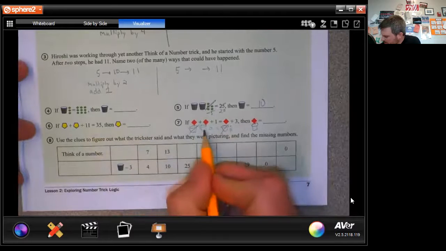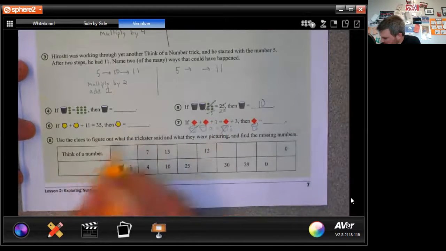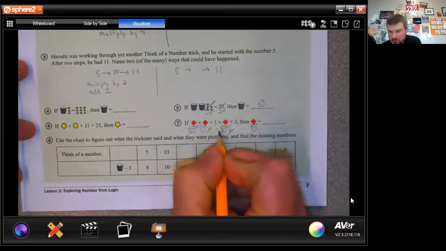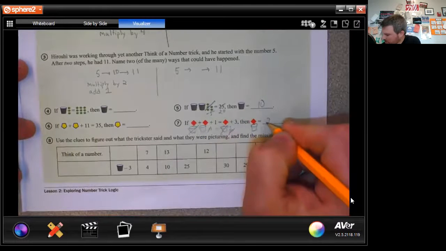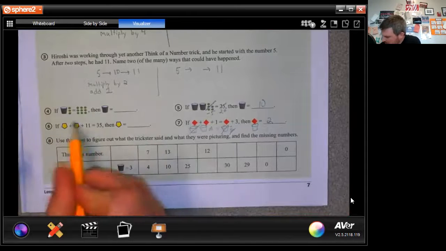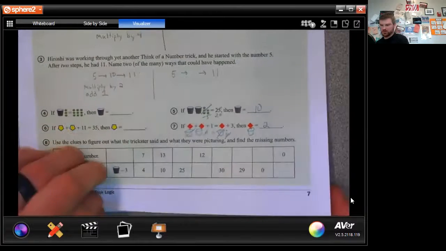Okay, so I have a bucket and a marble equals 3 marbles. Well, I can cancel out a marble, and I have 1 bucket equals 2 marbles. So a diamond would actually equal 2. Okay, same thing here with the pentagon. So give that a try. We had this the other day, so I'm gonna let you give that one a try.